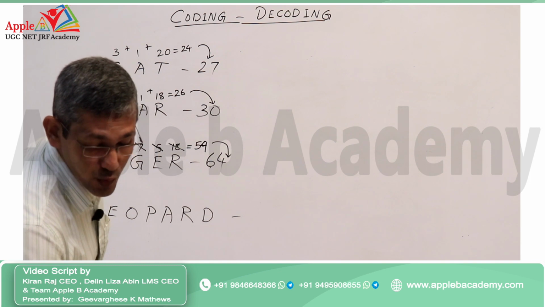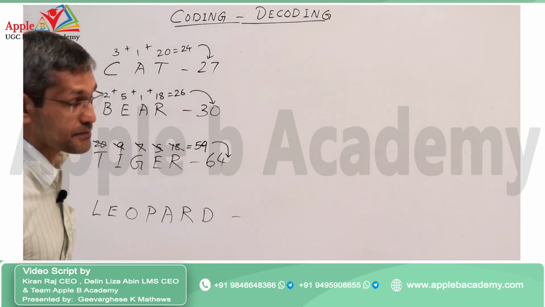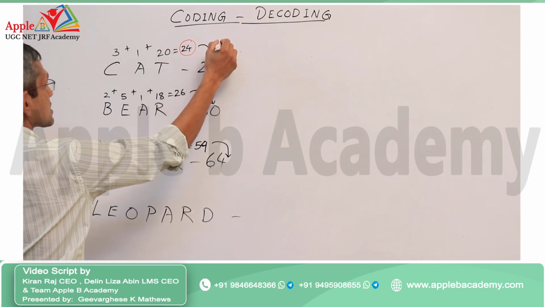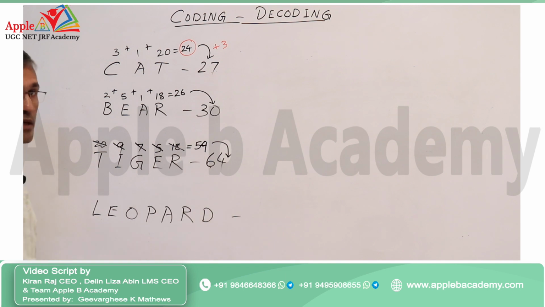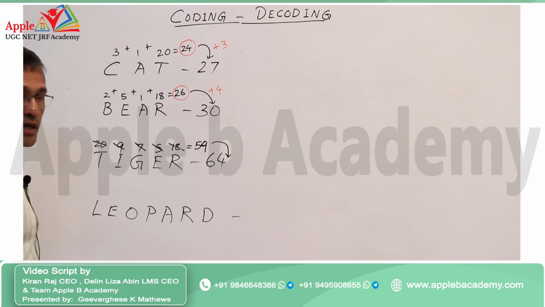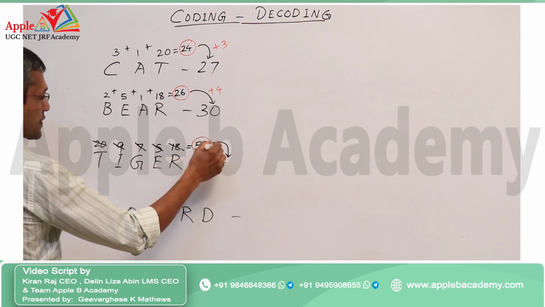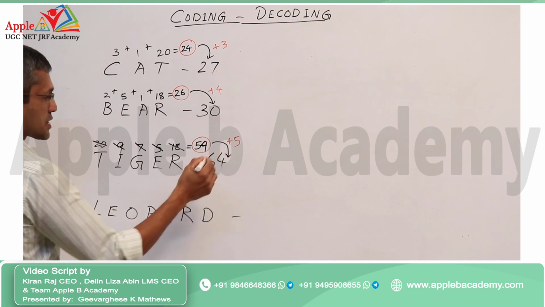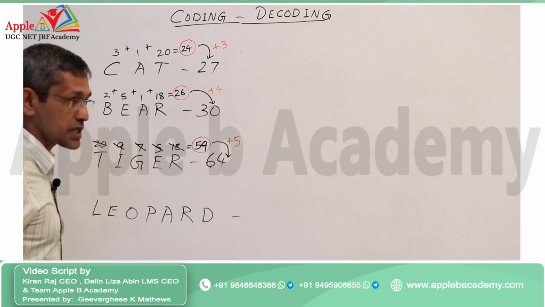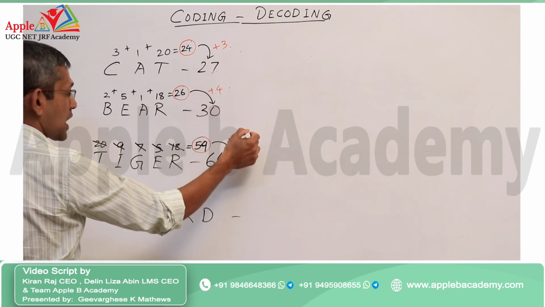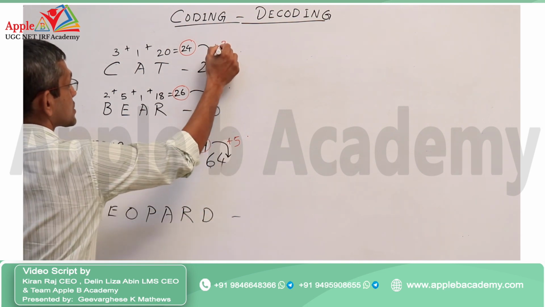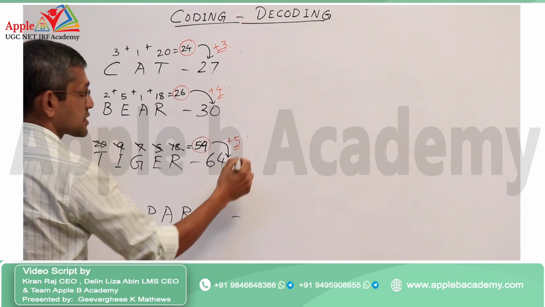So actually, what is the kind of pattern we have there? In this case, we have 24, and this is 27. So 24 plus 3 is 27. And this is 26, 26 plus 4 is 30. And we have 59 here. 59 plus 5 is 64. So naturally, if it is a number series, we can say it's 3, 4, 5, and the next one is going to be 6. But this is not a number series. So there must be a reason why this 3 is here, why this 4 is here, and 5 is here.